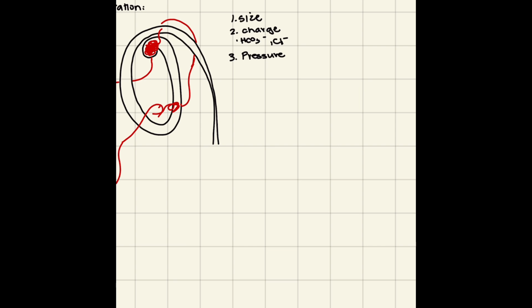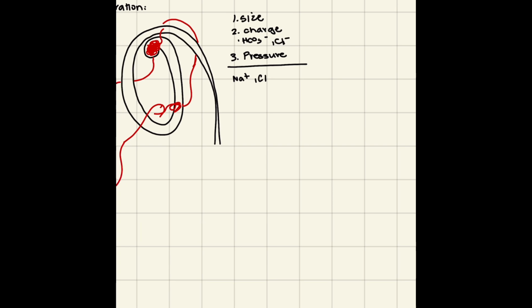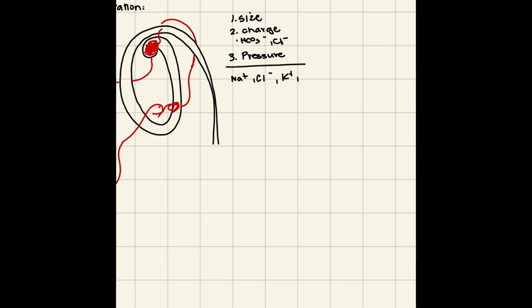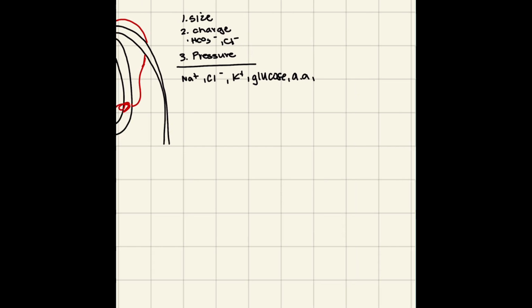A lot of things are what we call freely filtered, so they're filtered at the same rate as water. This includes sodium, chloride. Chloride does not have a positive charge. Chloride, potassium, glucose, amino acids, the list goes on. But they are freely filtered. So they have a TF/P ratio of 1 at the glomerular capsule.